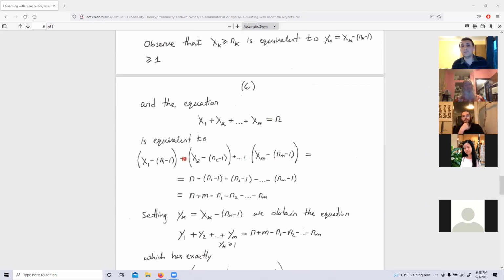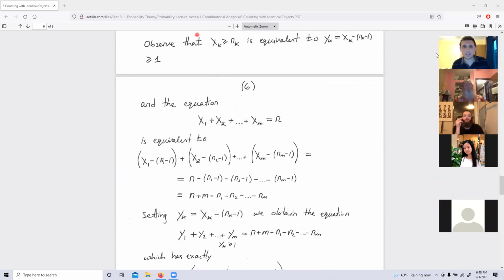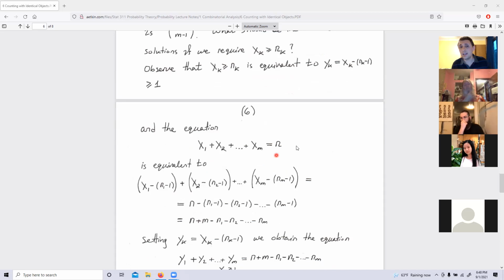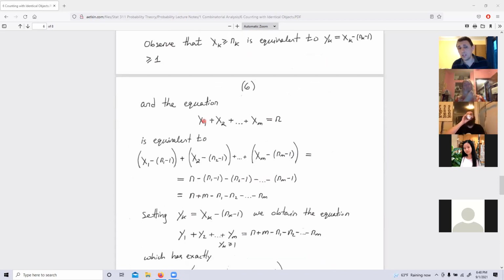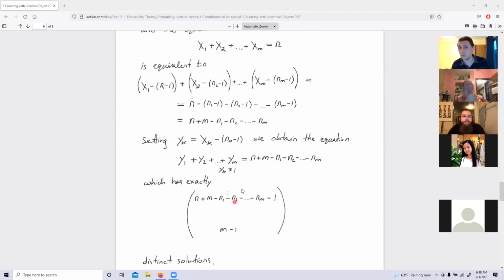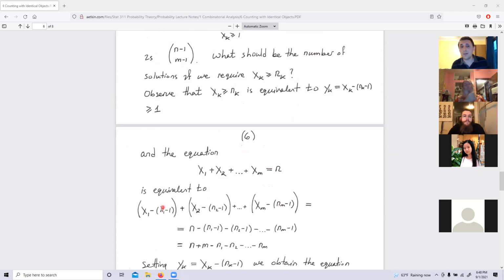I can easily figure out how to do that by translating this equation into one where the solution is 0. You see, basically, if x1 has to be bigger than or equal to n1, x2 has to be bigger than or equal to n2, and onwards, and the sum must be n, then I can subtract from x1. I decided to do it in terms of the solution. So I subtract n1 minus 1. So now this variable is bigger than or equal to 1. You agree?